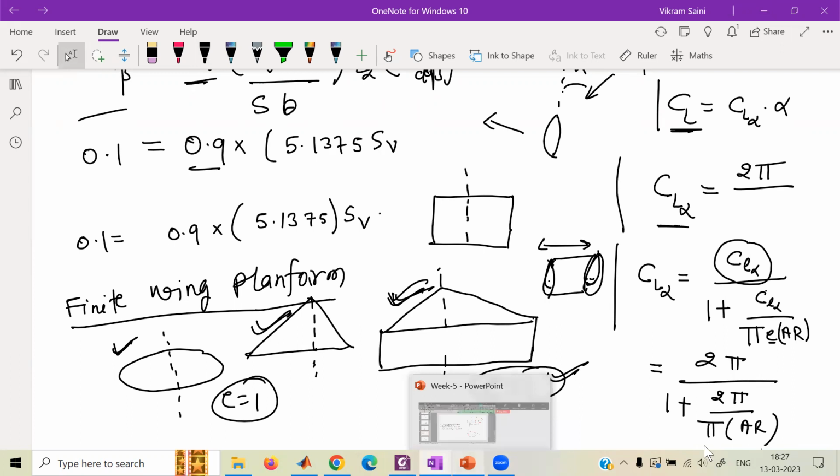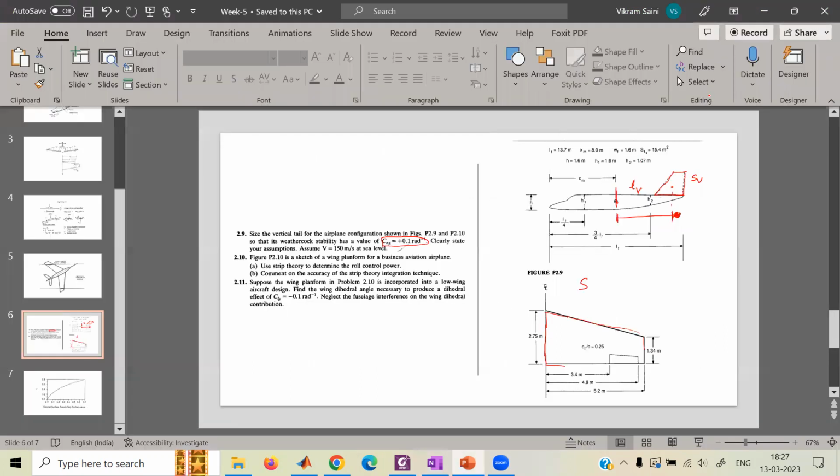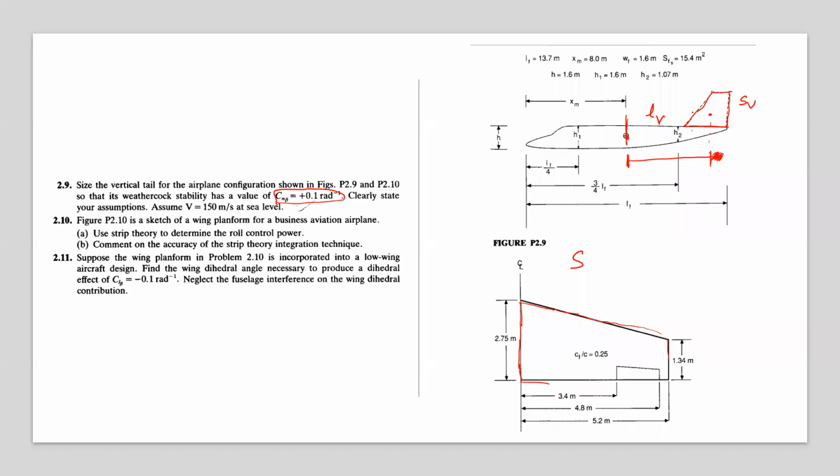Our ultimate aim is to find the geometry for this vertical tail. So how should it look, right? That is the main aim. What are the parameters I'm looking for here? I'm looking for the root chord, the tip chord, CT, and the height. Let's say this is the height of the vertical tail. I'm looking for all of these parameters because when you construct this airplane, you need these numbers.